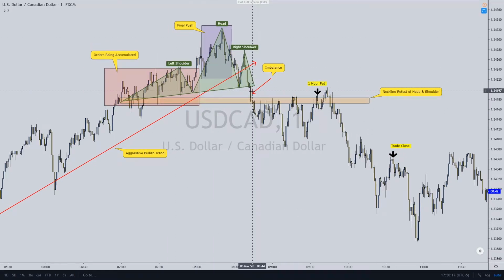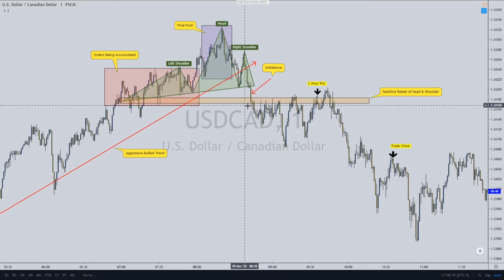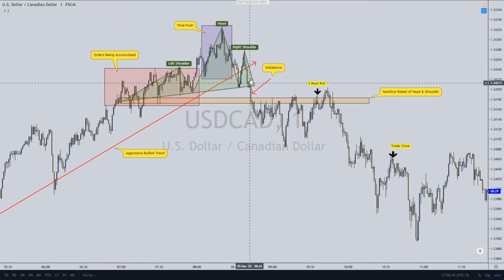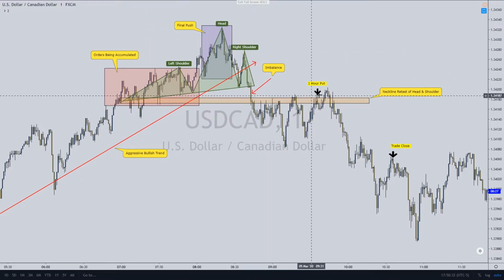and we can see right before the neckline retest that we also get this imbalance right here. And for everyone that doesn't know, an imbalance is simply when you have one candle separating two areas of consolidation. So you can see how all of this price action up here is separated from all of this price action over here by this one candle.